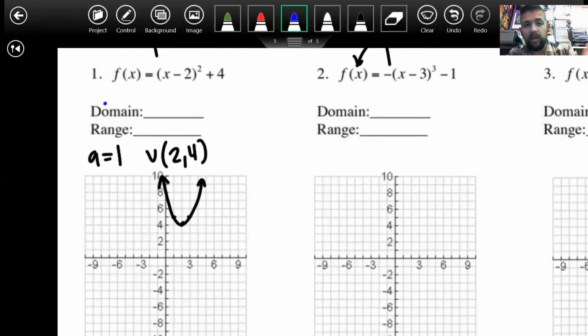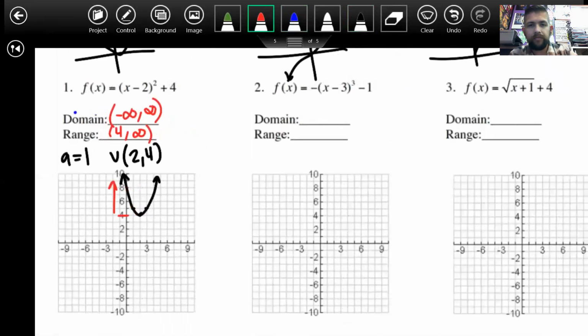For this case, we can look at our domain. In this case, it's all real, or in interval notation, negative infinity to infinity. And for the range, we're going to start at 4 and go upward. So it's going to go from 4, comma, infinity. So that's our range value for this one.